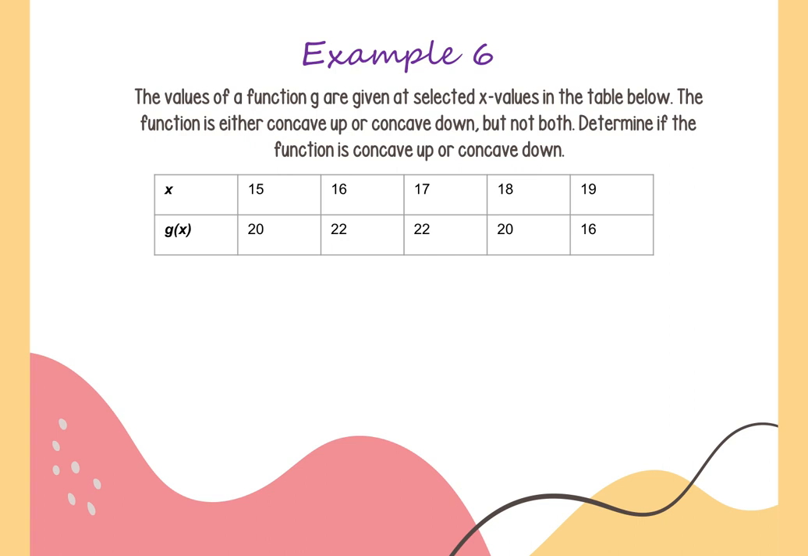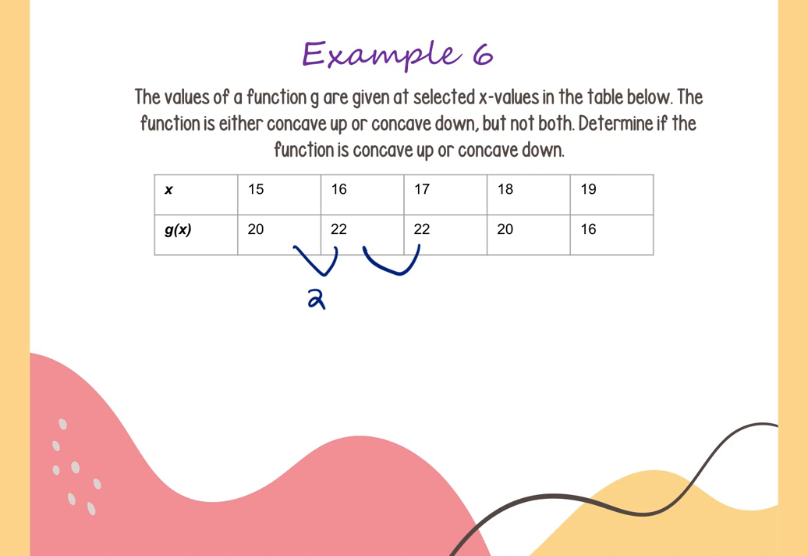Determine if the function's concave up or concave down. So first, note my x values. They're going up by what? 1. So I can actually just find the change in my y's. If they weren't going up by 1s, I would have to, in order to find the rate of change, put it over the change in x. Okay? But because they're going up by 1s, I literally can just do 22 minus 20.